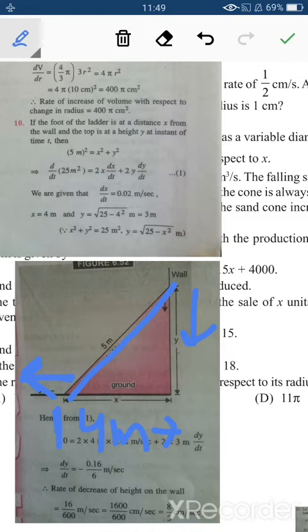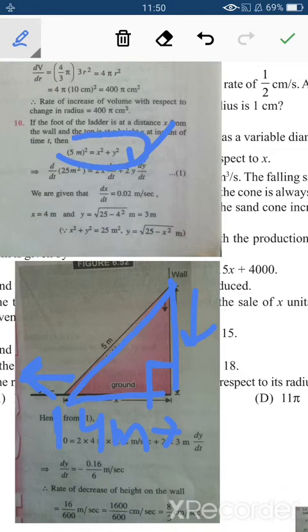Here we will apply the Pythagoras theorem. Let us say x is the distance from the wall to the foot of the ladder, and the height at an instant time t is h, or we can say y. Applying the Pythagoras theorem, perpendicular square plus base square is equal to hypotenuse square. So x² + y² = 25. Now what is given to us? dx/dt is given to us.